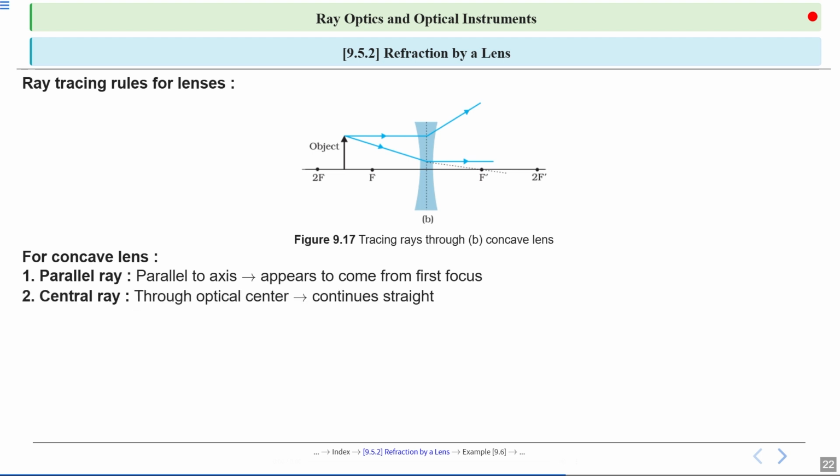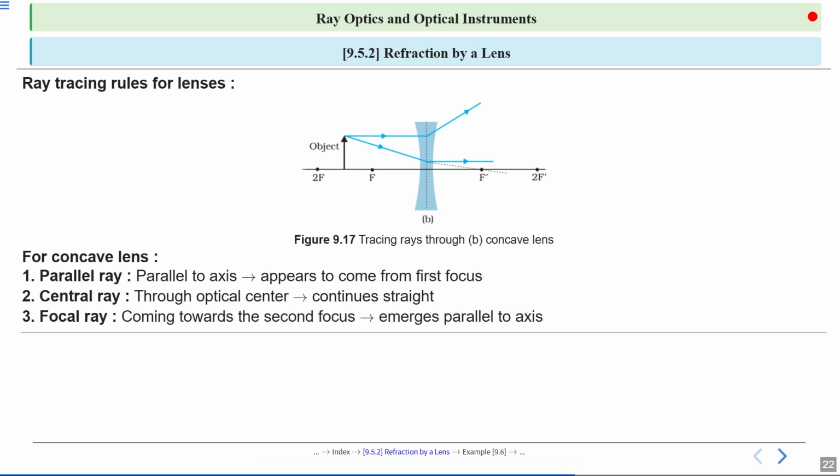Second is central ray, which is not shown here, but it is similar to that in the case of convex lens. The central ray that is passing through optical center will continue straight. It will not bend. And the third, focal ray: the ray that is coming towards the second focus, that means F dash, will become parallel to the principal axis after refraction through the lens.